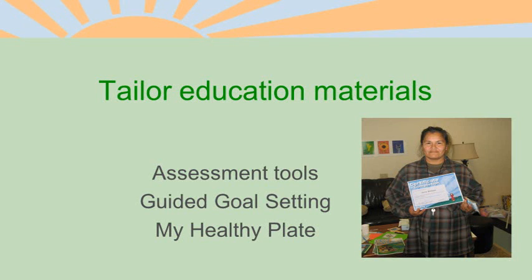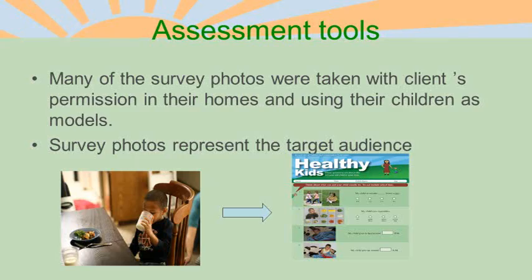So now I want to take you through some of the ways that we try to tailor our education materials for our low-income, ethnically diverse parents of young children. So for example, in the assessment tools, if you can tell, it doesn't just look like a standard survey. There's lots of white space, as opposed to this green space. The sentences or questions are very short, and there are pictures as well. Those were all done for specific reasons.